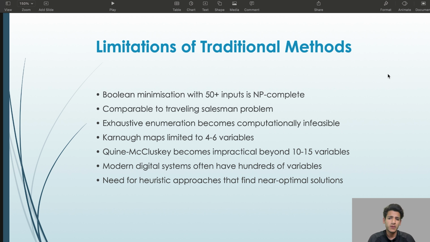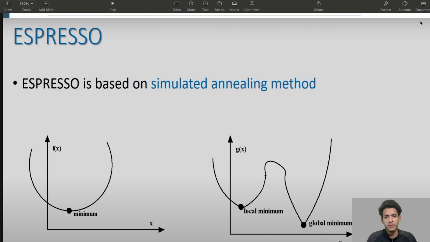So that becomes very exhaustive enumeration and very infeasible. Karnaugh maps are only limited up to 4 to 6 variables, and the Quine-McCluskey algorithm becomes impractical beyond 10 to 15 variables. But in modern digital systems we have hundreds of variables, so we need a heuristic approach that finds a near optimal solution. The Espresso algorithm is based on the simulated annealing method.